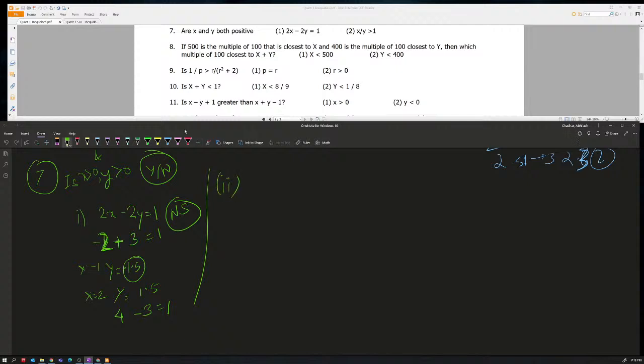Basically, there are two variables, and you cannot usually get a unique solution for two variables. It's very difficult.